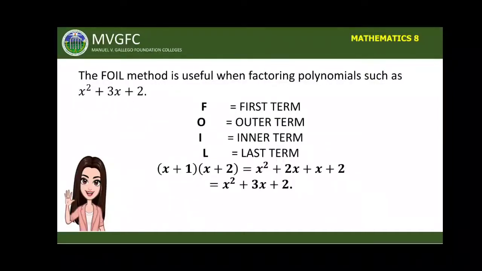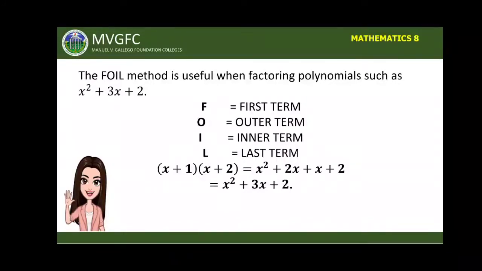You already have prior knowledge when we are talking about the FOIL method. The FOIL method is useful when factoring polynomials such as x² plus 3x plus 2. In the FOIL method, F stands for the first term, O for the outer term, I for the inner term, and L for the last term. For example, we have here x² plus 3x plus 2, factored as the quantity x plus 1 multiplied by the quantity x plus 2.